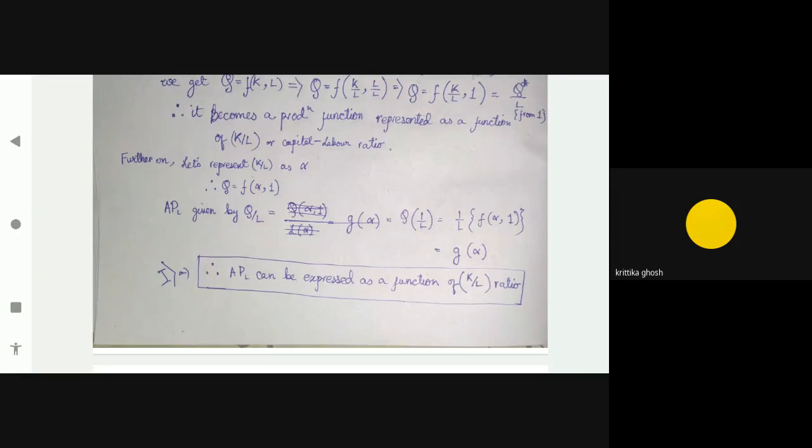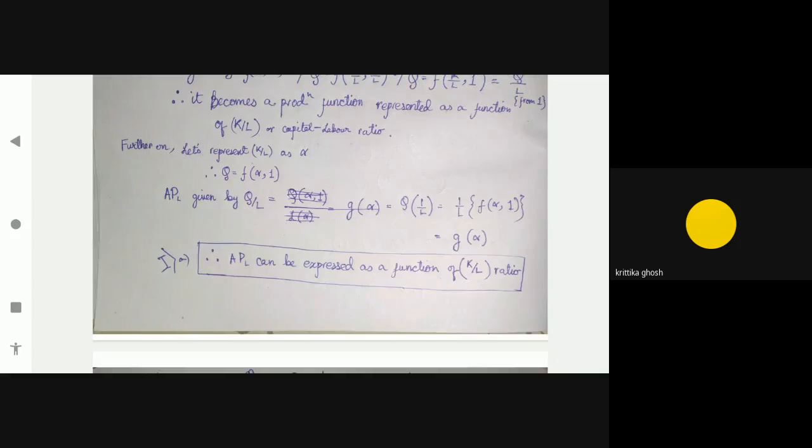Now average productivity of labor is given by the total output divided by the total amount of labor that is used. So here we have q into 1 by L. 1 by L is a constant, so we take it out, and from the previous step we know that q is a function of alpha and 1. So that function, multiplied by a constant, gives us another function, say g of alpha. G is a function. So from this we know the APL, that is the average productivity of labor, can be expressed as a function of the K by L ratio.